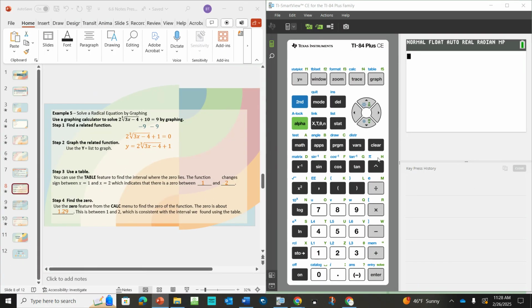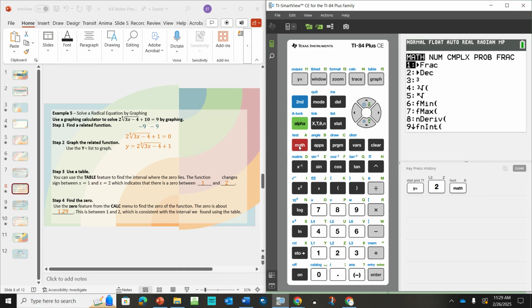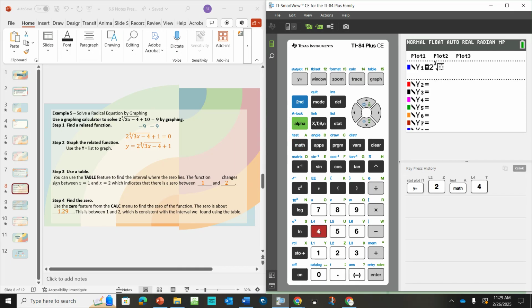So we're going to press y equals, and then we'll enter in our related function 2, and then to get the cube root, we press math and 4, cube root of 3x minus 4, and then the plus 1 is outside of the radical sign, so I have to arrow to the right before I press plus 1.